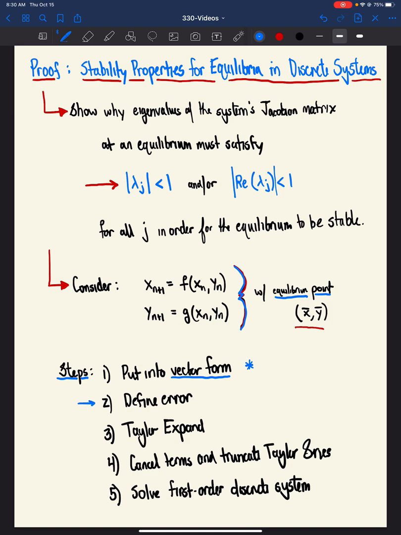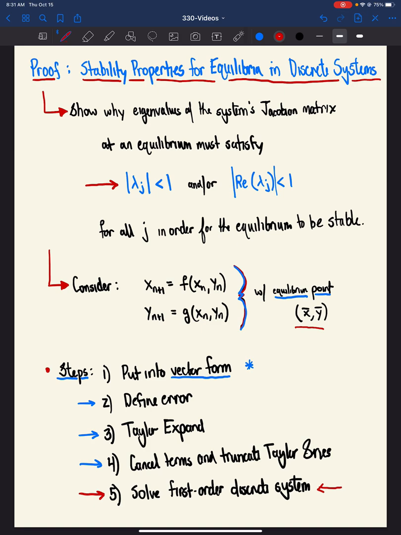Then we're going to define an error term just like we did before. We're going to Taylor expand something. We're going to cancel out some terms and truncate that Taylor series. And then finally, the last step, we get to solve a first order discrete system, very much of a similar flavor to what we did for that single discrete equation proof case prior. In this last step, though, we're going to pull in a few more mathematical tools from linear algebra. But this is our guide for how we're going to approach this proof.